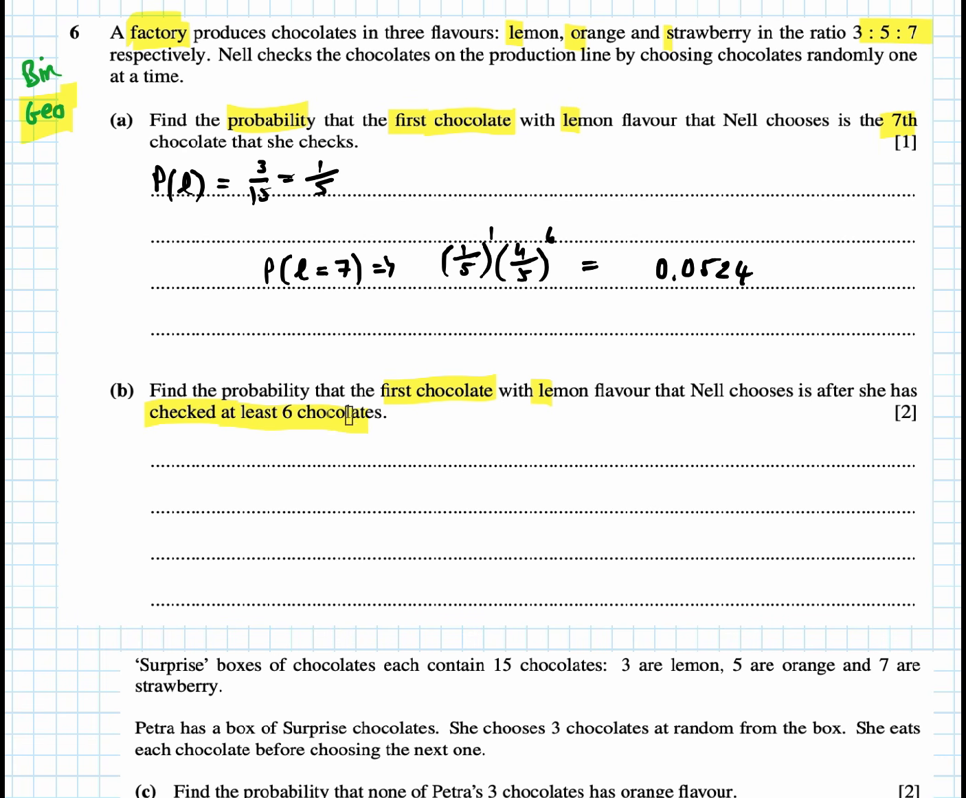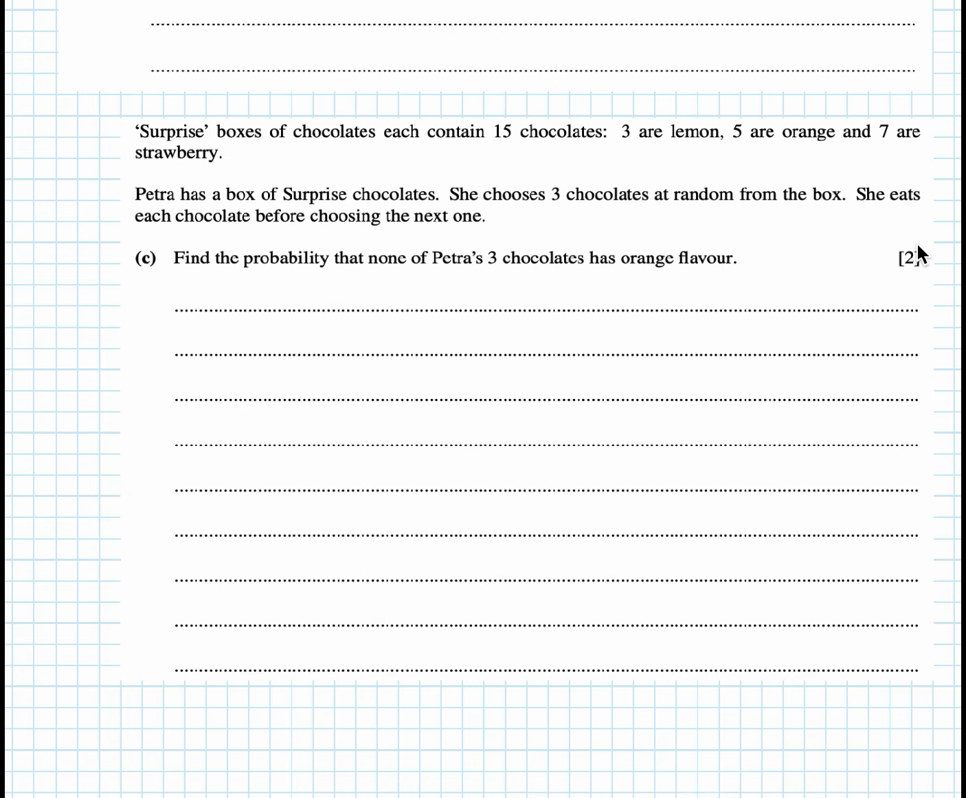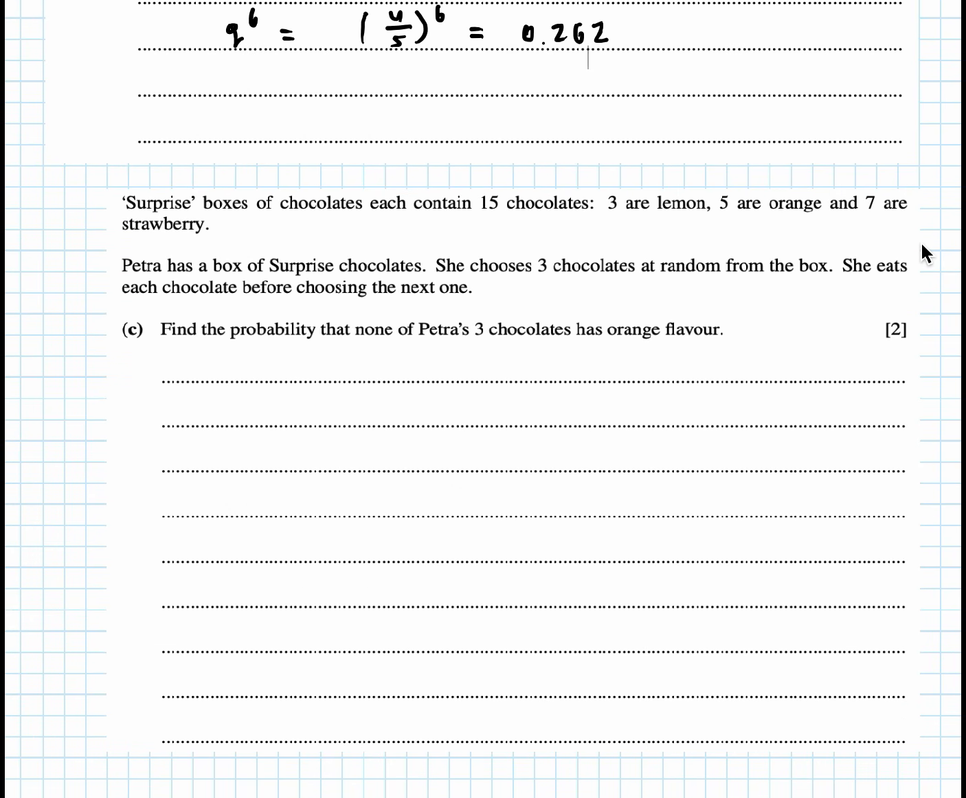For the next one, again, you'll have lemon flavor, and at least, so more than 6, as I wrote there. You can do your 1 minus p. Again, we're dealing with p's and q's here. But q, just on its own, q to the power of 6 is the same thing. So 4 over 5 to the power of 6, as we saw there.